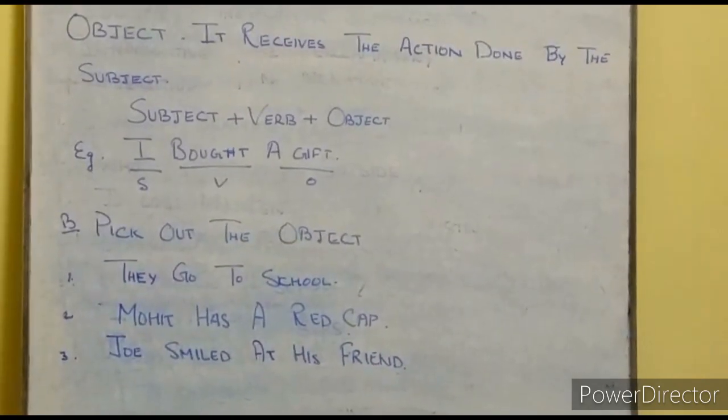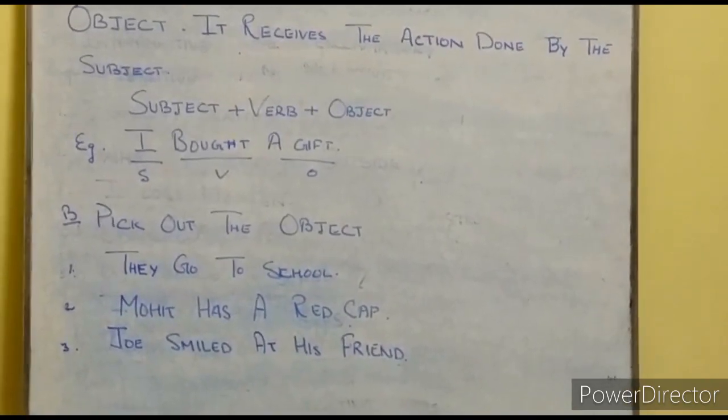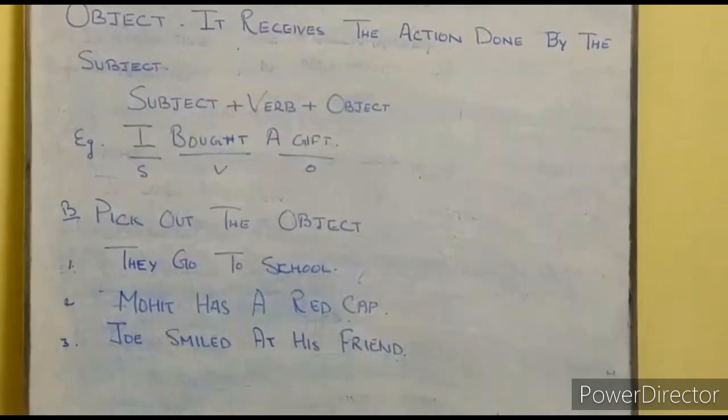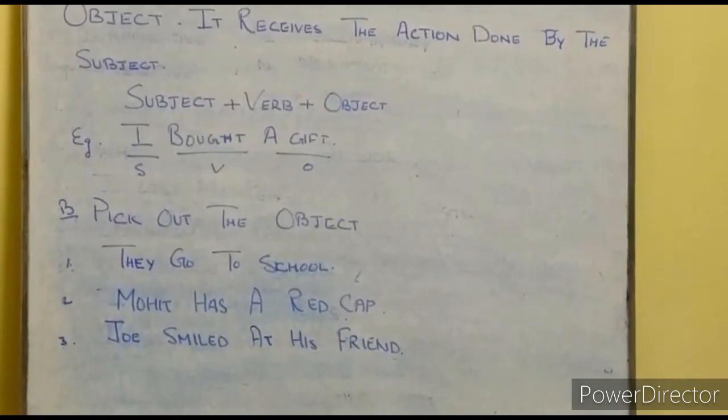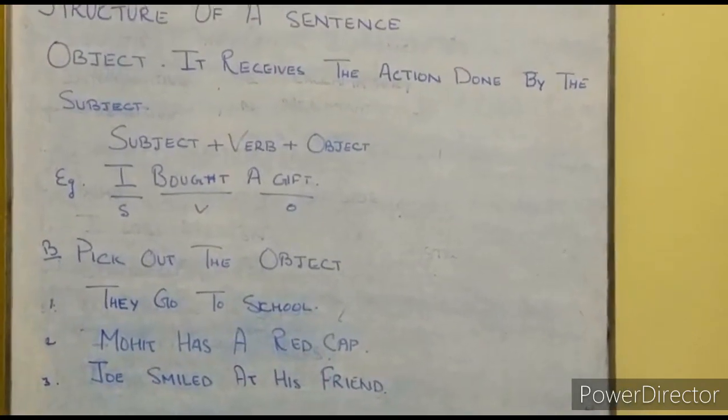Answer. In the first sentence, the object is school. In the second sentence, the object is cap. And in the third sentence, the object is friend.